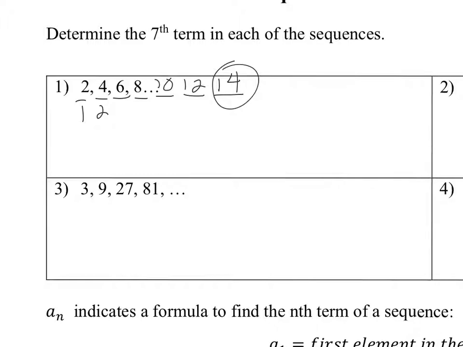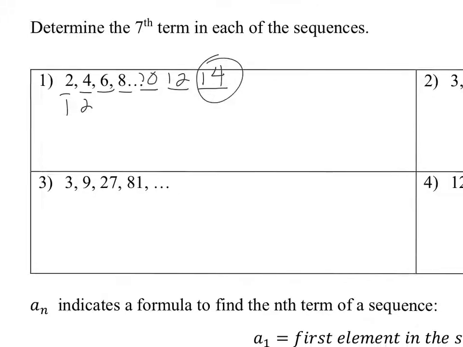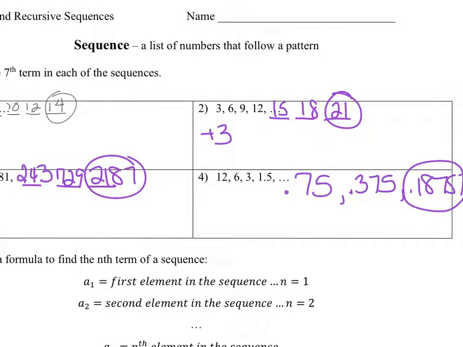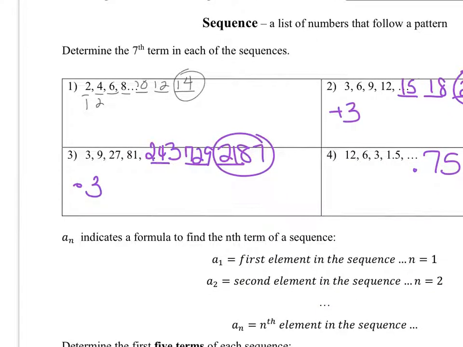All right, so take a second and see if you can figure out the pattern and find the seventh term for the rest of these. All right, so number 2, it's 21. You added 3 to each one to get to the next. Number 3 here, you multiplied by 3 to get to the next term. So you used the one before and you multiplied, and the seventh term should be 2187.